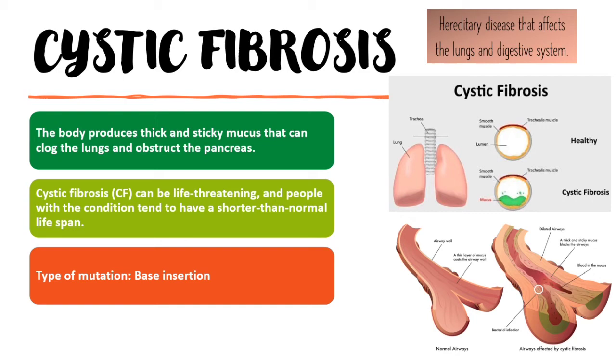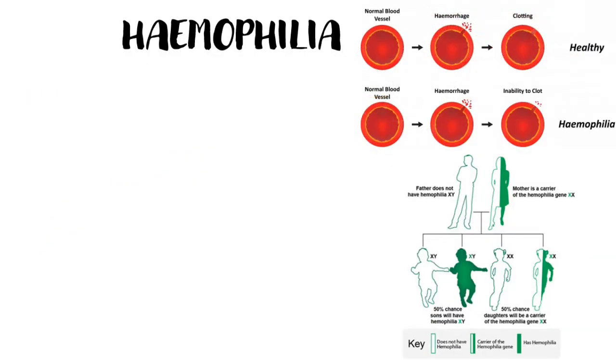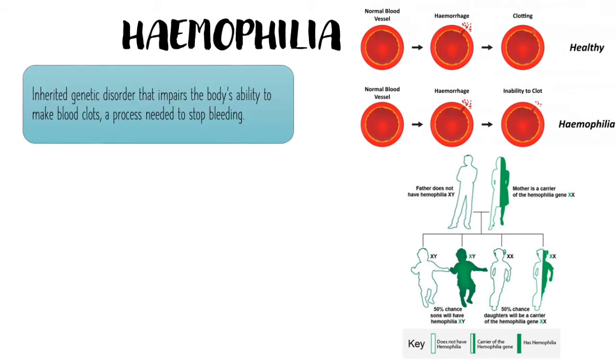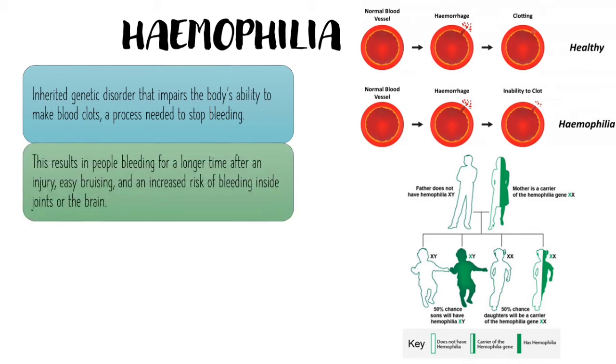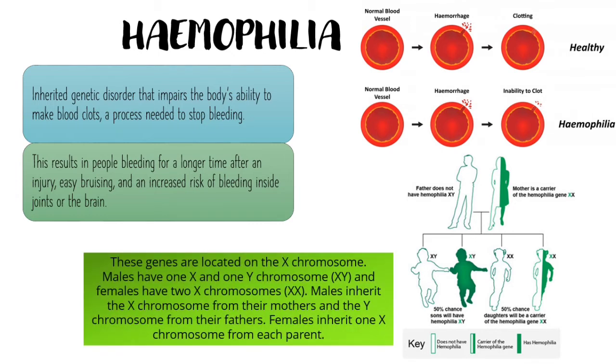Okay, hemophilia. We have discussed hemophilia before this. It is an inherited genetic disorder that impairs the body's ability to make the blood clot, a process needed to stop bleeding. This results in people bleeding for a longer time after an injury, easy bruising, and increased risk of bleeding inside joints or the brain. These genes are located on the X chromosome. We have learned about this in chapter 11.